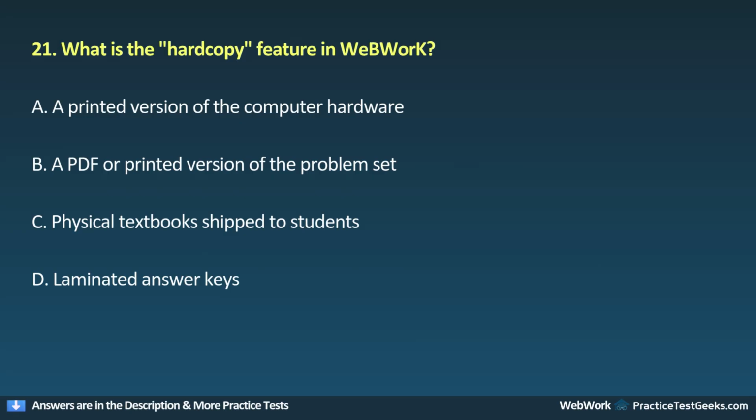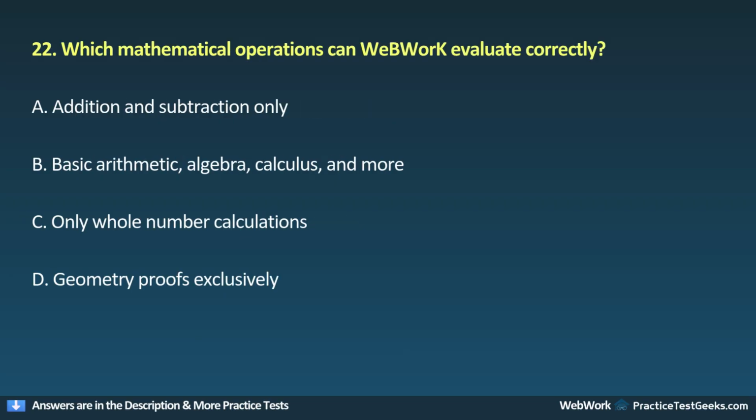21. What is the hard copy feature in WeBWorK? A. A printed version of the computer hardware. B. A PDF or printed version of the problem set. C. Physical textbooks shipped to students. D. Laminated answer keys.